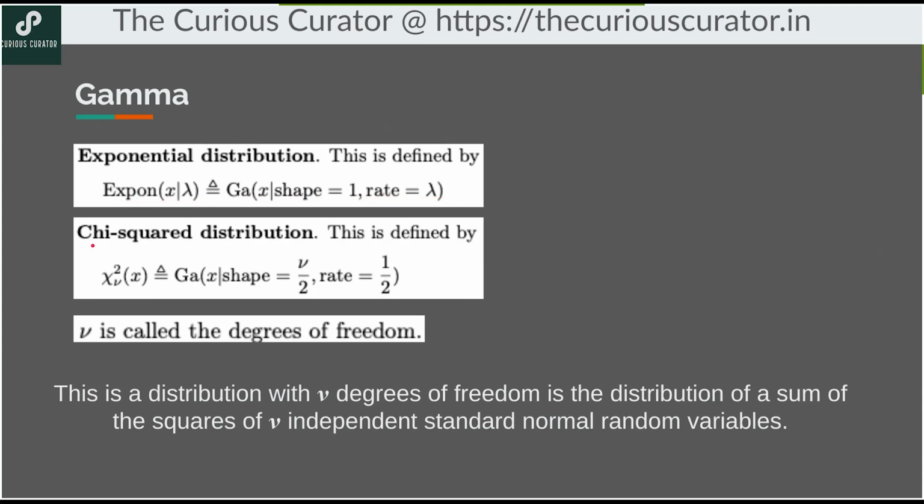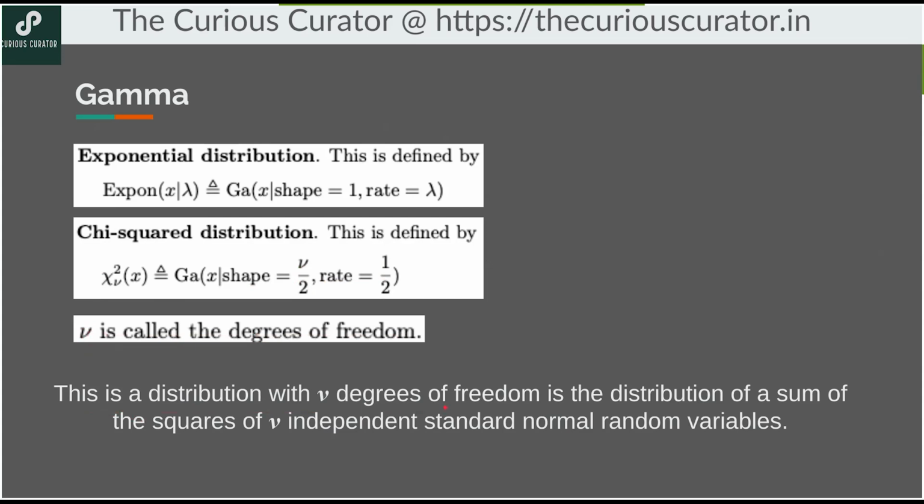The second category is chi-square. Again, chi-square distribution, you can see what it is in the bottom statement, but basically chi-square is gamma when shape is equal to mu by 2 and rate equal to half, where mu is called degree of freedom. Now, what is degree of freedom?